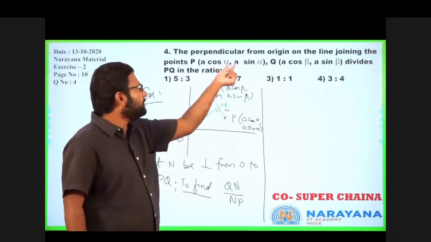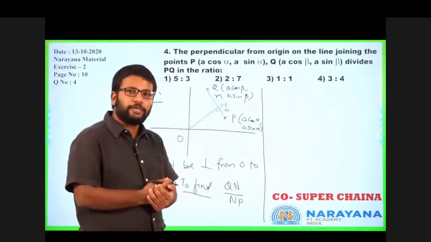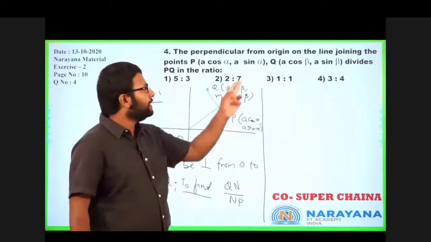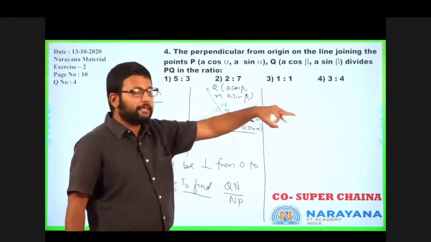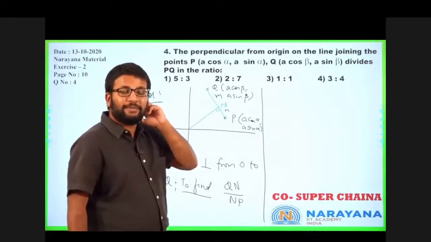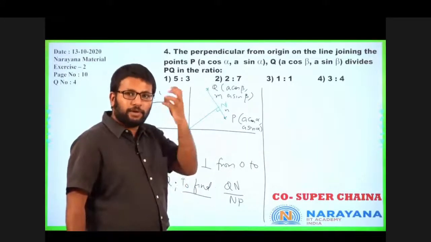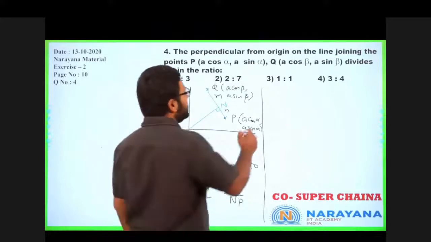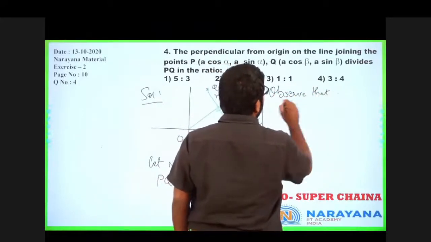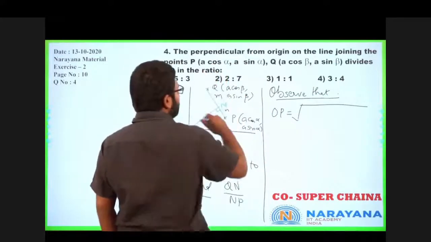Alright, then cos alpha, sin alpha, cos beta, sin beta. What is special about them? Cos square alpha plus sin square alpha must be 1. Cos square beta plus sin square beta will also be 1. Now, what must be happening if I want to just square and add them? It means I am trying to find the distance from origin. So all of this will run in your mind and then we will say, observe that OP is the distance from origin.